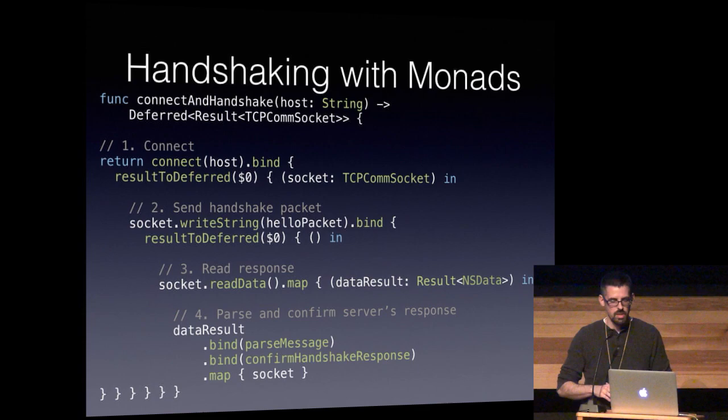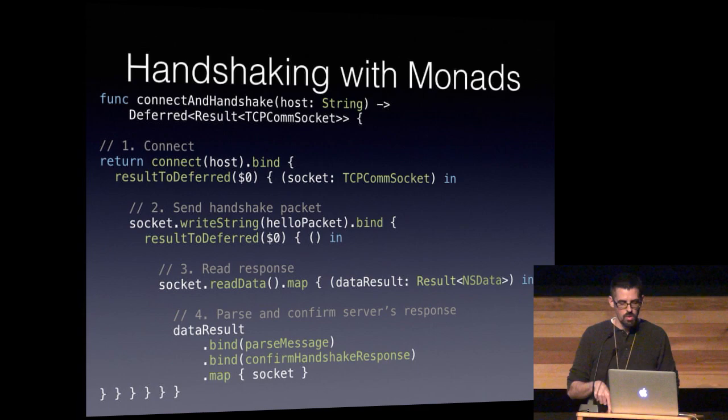Again, we do the little bind result to deferred dance. In this case, remember, write doesn't return anything useful if it succeeds. So that's where the parentheses n comes in, which is, I think, technically unnecessary, but it's there for illustration. By the time we get to step three, that means the connection succeeded, we have a socket, and we successfully wrote our packet, right? The write succeeded. Now we'll call map. Again, this is just to get all the types to line up correctly. We have a read data.map, which is saying read the server's response, right?